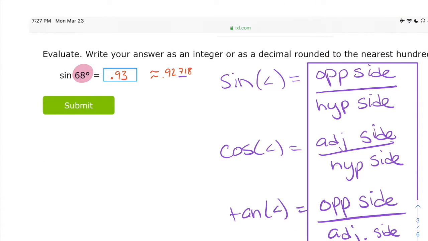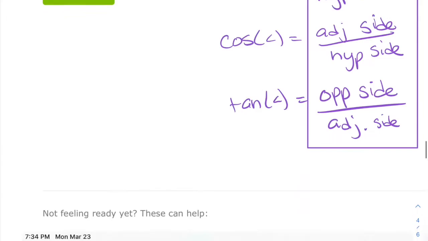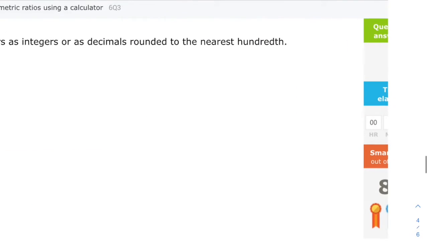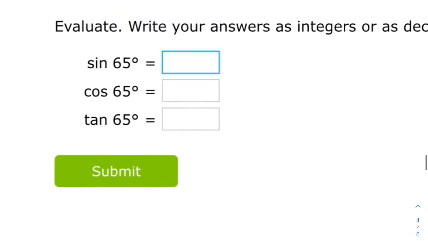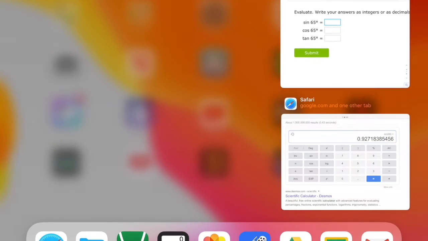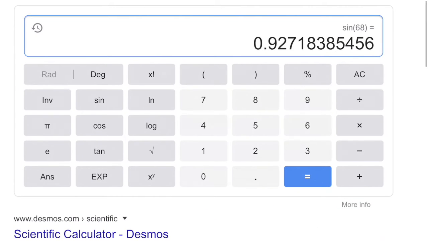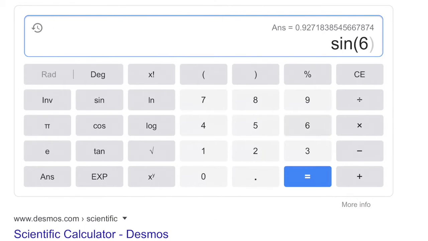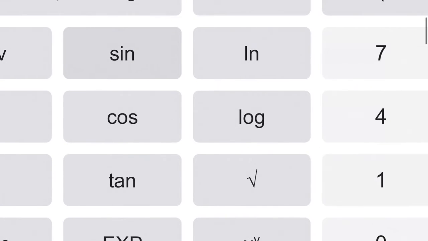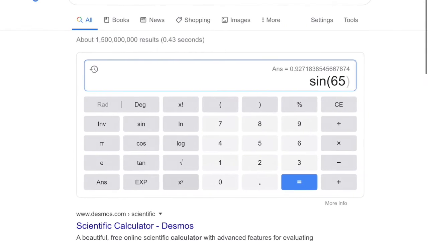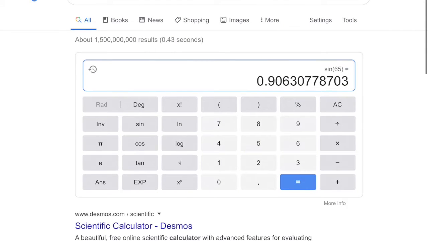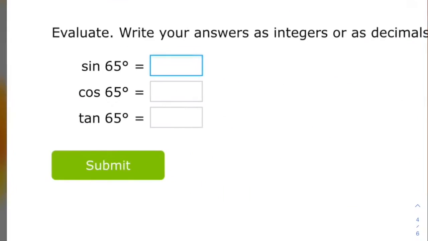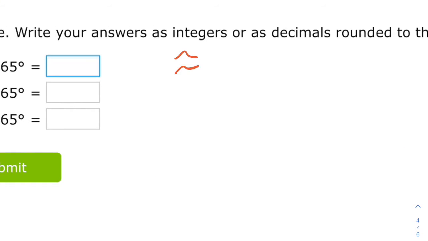That was it. We just have to do two things. Make sure the calculator's in the right mode, and then type it in. All right. Let's do another one. When you start to get more advanced in the 80s, it's going to ask you for multiple ones. So let's do sine of 65. Remember, sine, cosine, tangent are all right there. Sine of 65 is about 0.9063.